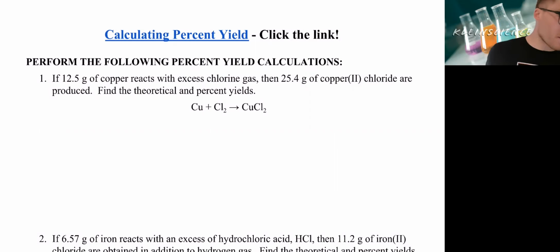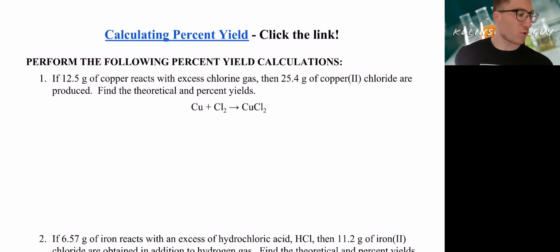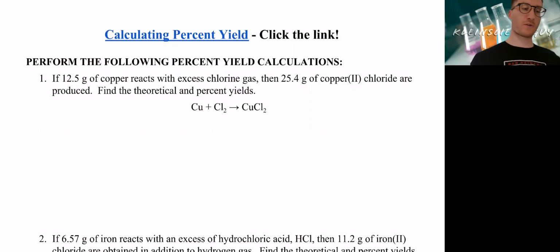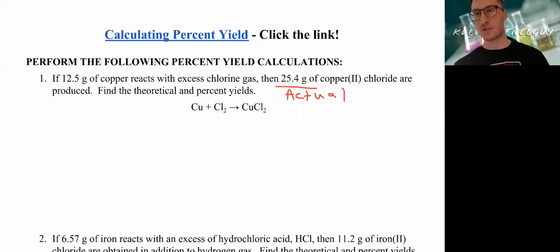So when we read through this problem, if we start with 12.5 grams of copper and we react it with excess chlorine, we're able to produce 25.4 grams of copper chloride. That's what we're going to call the actual yield. That's how much actually was produced.